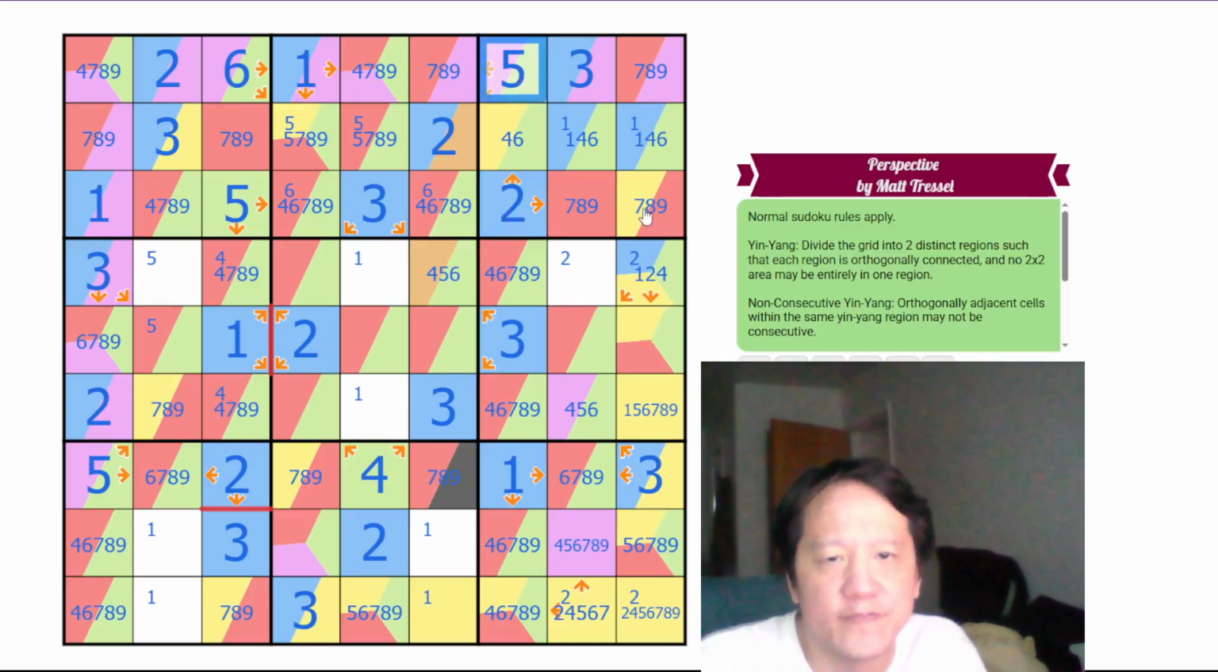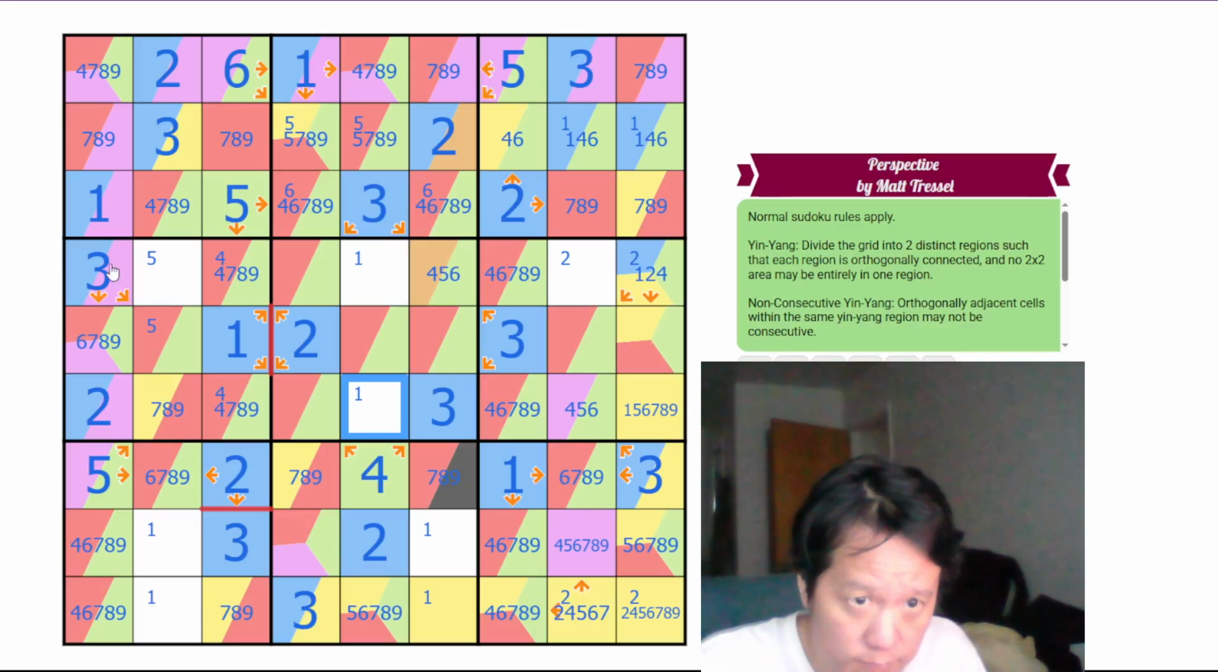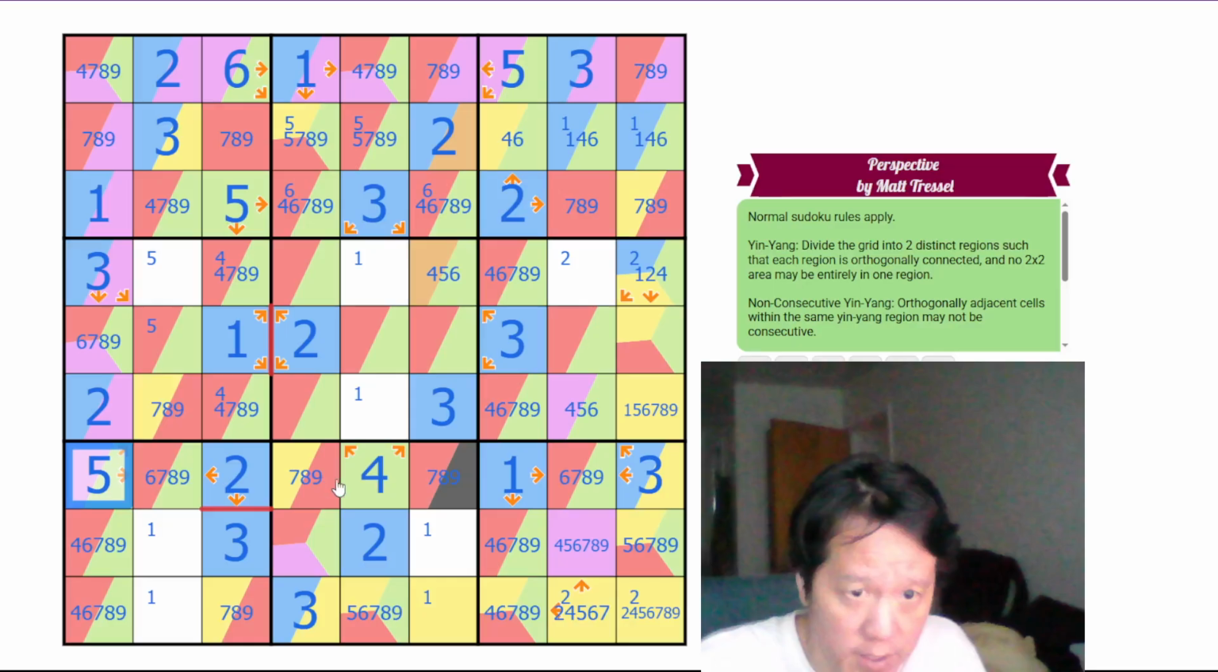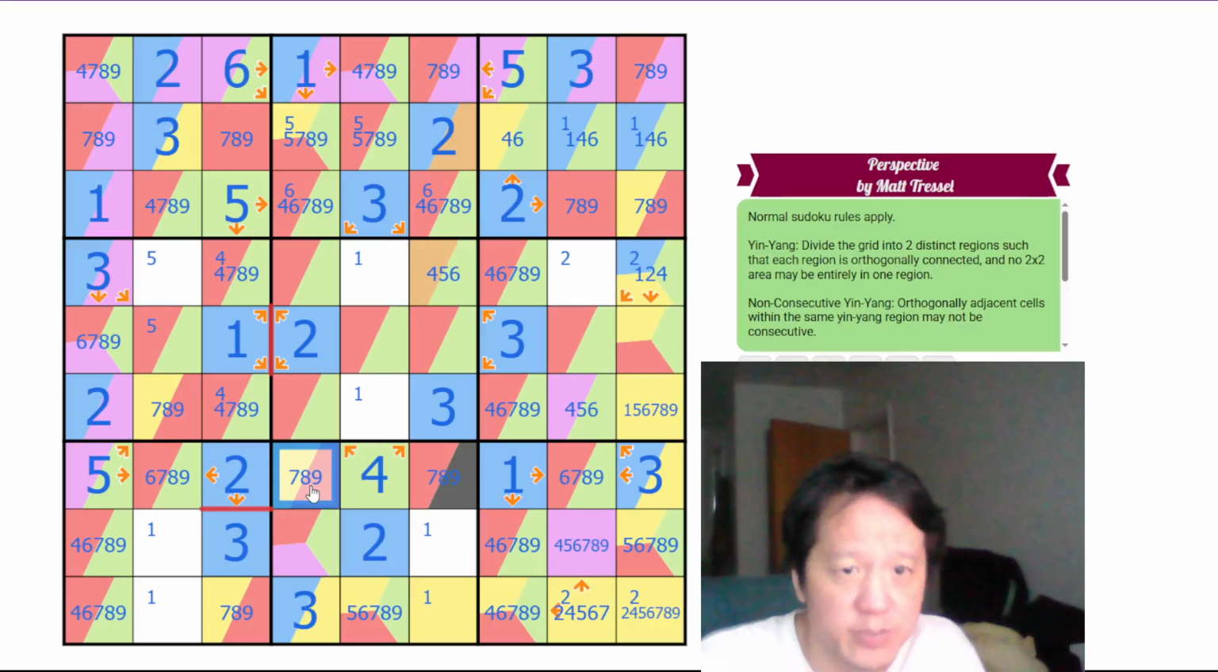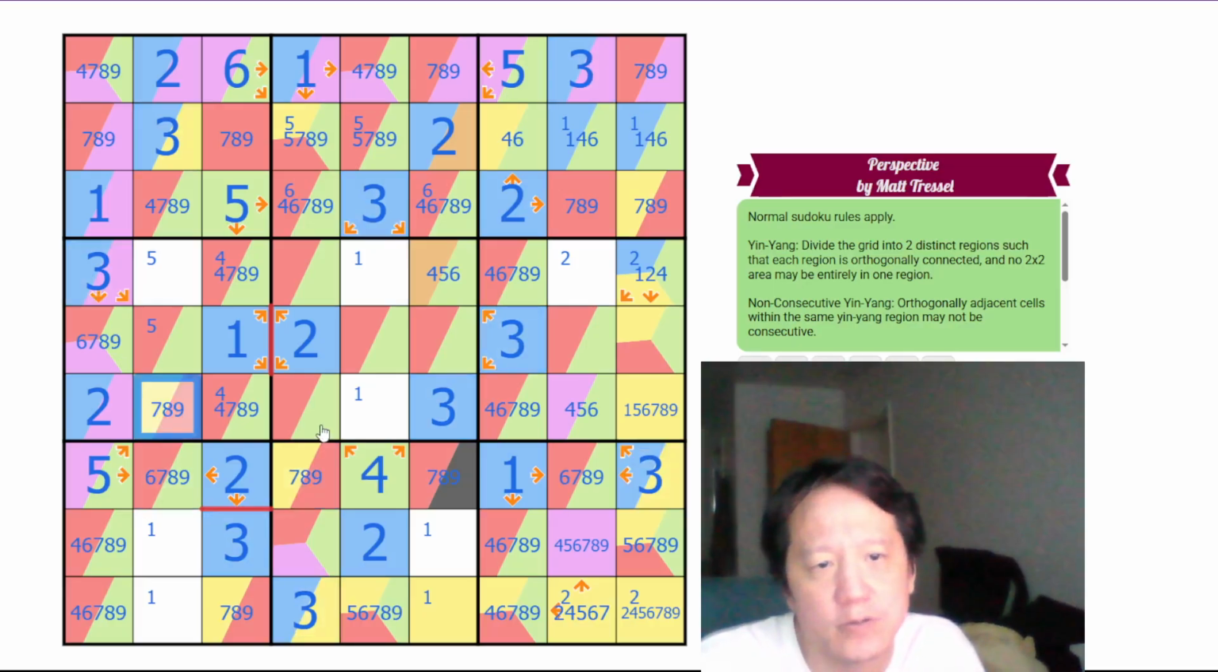2 away, we have 5 and a high digit. This is pink, that's yellow. 3 away, we have pink and yellow there. That's 5, that's a medium, and this must be a high digit. That's low. 1 away, we have a medium, high pair.